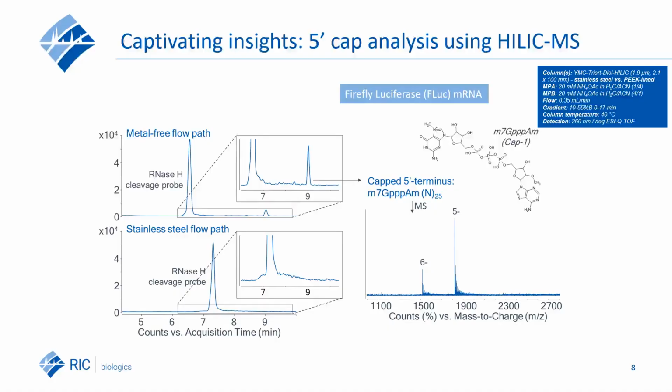The full MS spectrum is given here on the right, where you can see the 5 times and 6 times charged fragment. Due to adduct formation, sodium adducts for example, there is quite some noise on the signal.